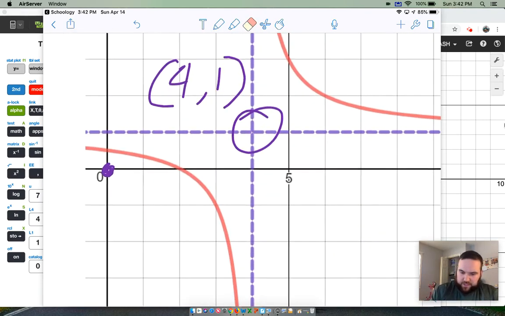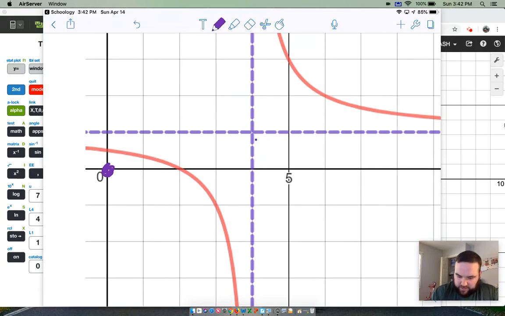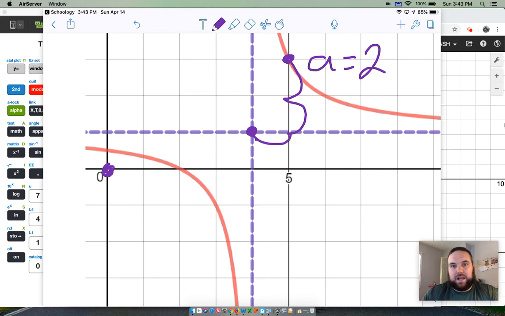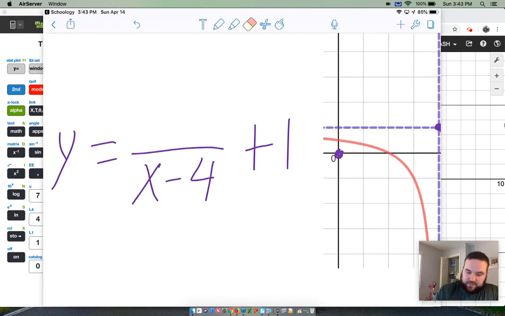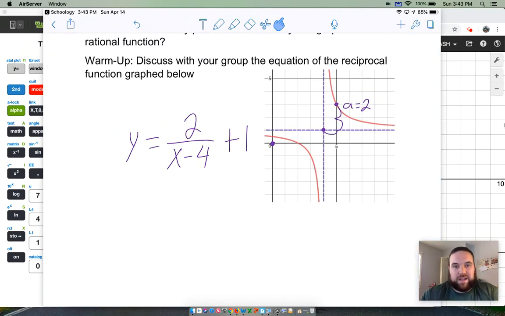How we're going to do that is I'm going to take a look at where the asymptotes cross, right here. Then our trick was, if you move to the right 1 unit, count, do I have to go up or down to get back to one of the branches? In order to get back to this branch, I have to go up 1, 2 units. So that means the a value in the function is 2. That means the equation that gave us this graph was y equals 2 over x minus 4, and then plus 1.